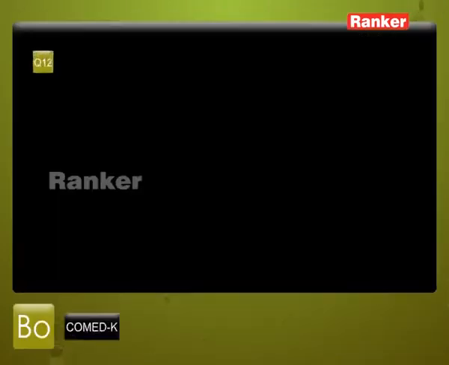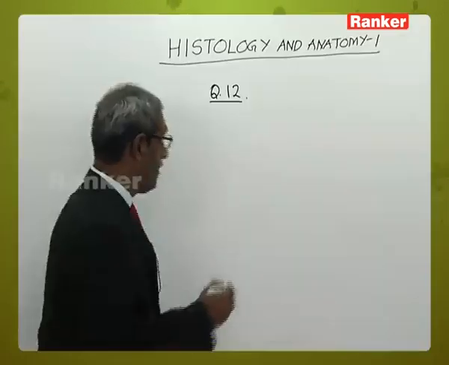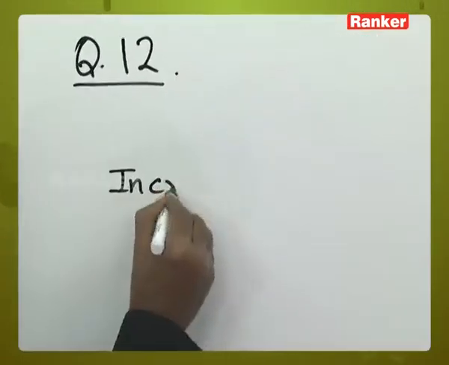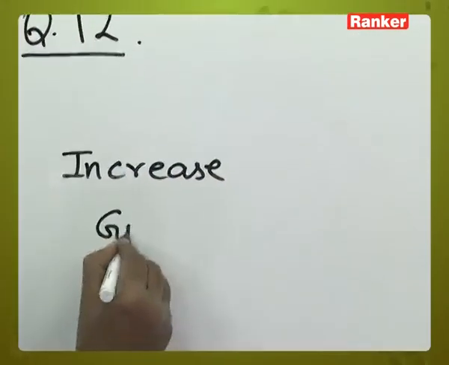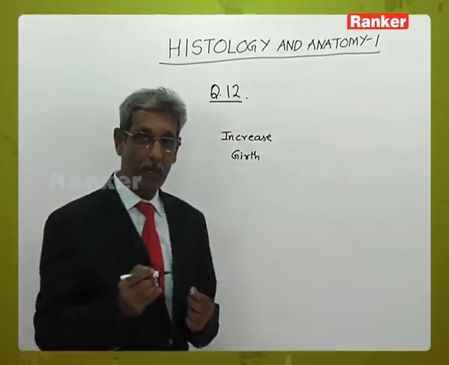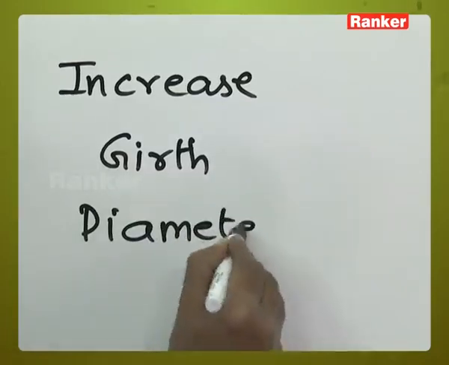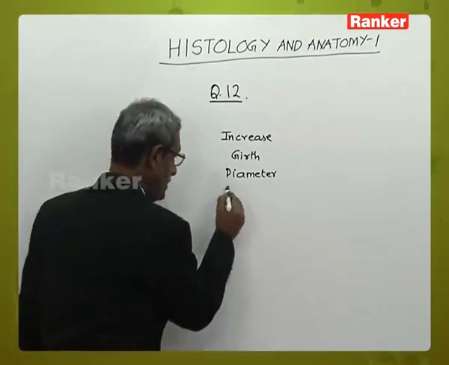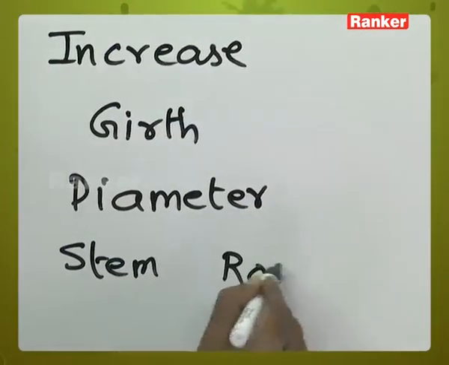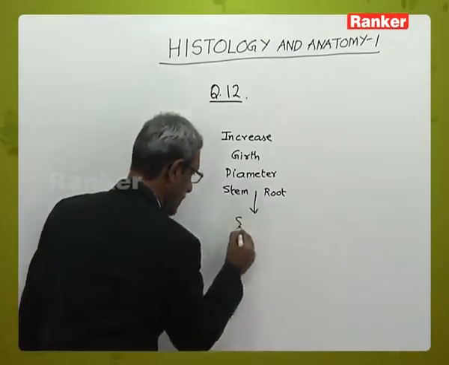Question number 12. Which one increases girth of stem or root? A. Xylem, B. Phloem, C. cambium, D. cortex. Whenever there is an increase in the girth of either the stem or the root, this is termed as increase in diameter. So, the diameter increase in the stem or the root results in the formation of secondary growth.